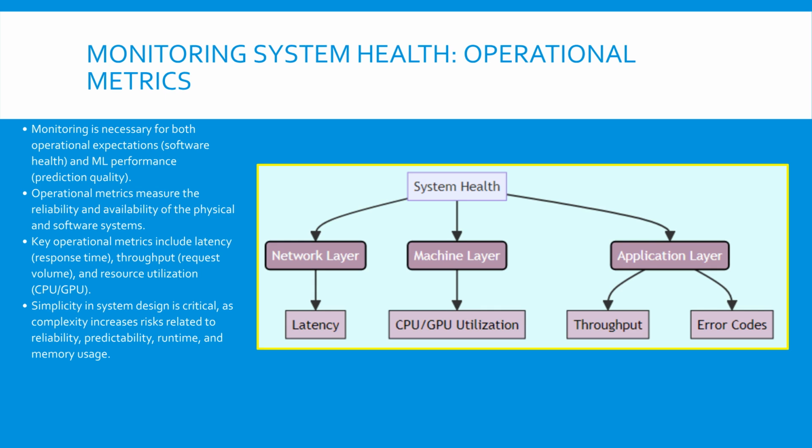Operational metrics only tell us if the lights are on. We need to monitor operational health to make sure the system meets its expected performance metrics, such as how fast it runs and how reliable it is. This is similar to monitoring any traditional software application.